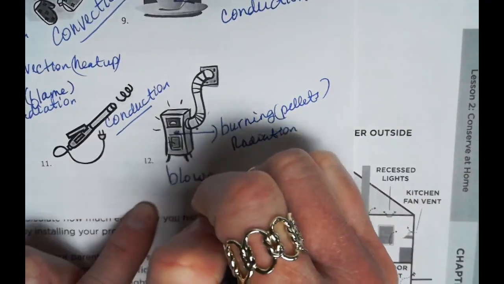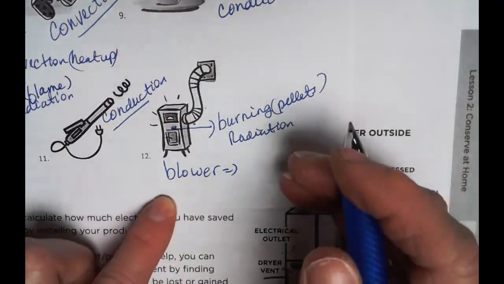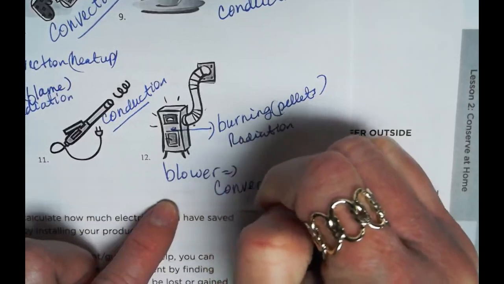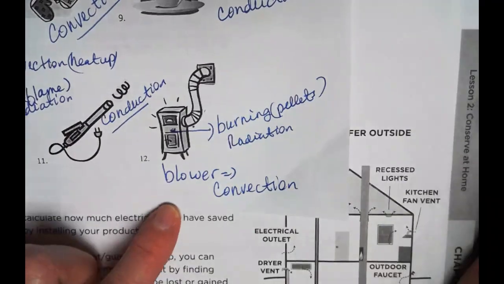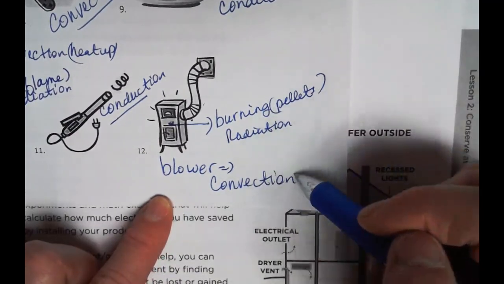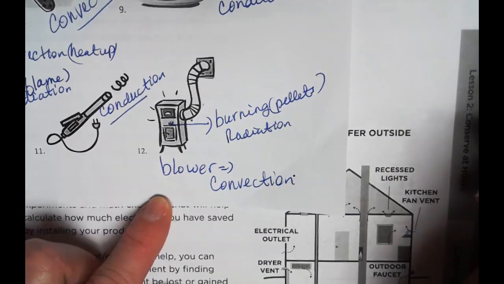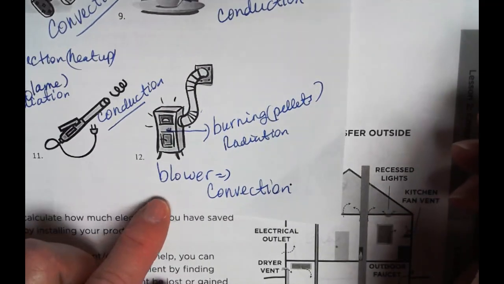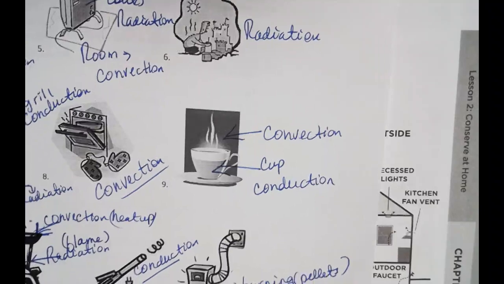So let's say it has a blower on it like my brother-in-law and sister-in-law have. So how then would that heat? That would be convection. Convection, very good. So it heats up the room. So let's say this is a wood stove or a pellet stove. Very good, Connor, you were right. And then if I have a blower, it's going to heat up around the house and the room. Kind of looks like a charcoal heater. Yeah, it does. A lot of people do that. You guys understand that?